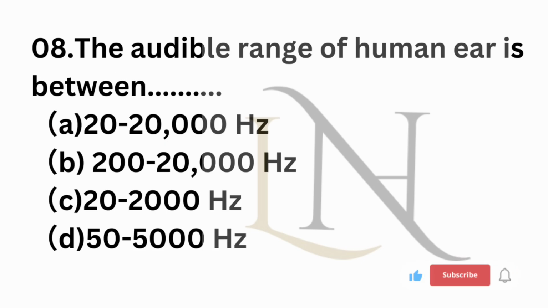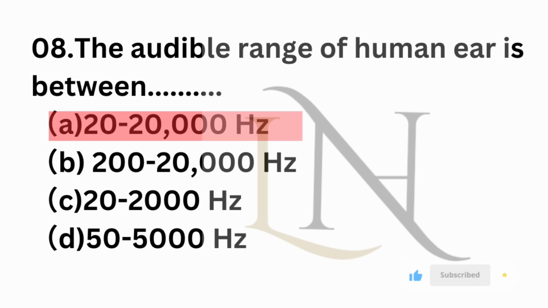Next, the audible range of the human ear is between: option A, 20 to 20,000 Hz; option B, 200 to 20,000; option C, 20 to 2000 Hz; option D, 50 to 5000. Correct answer: option A, 20 to 20,000 Hz is the normal audible range of the ear.